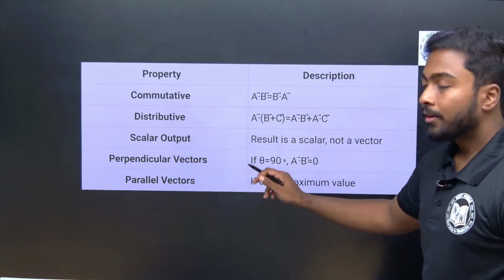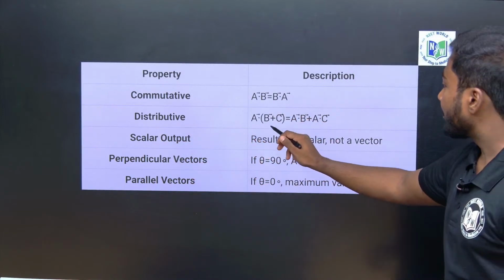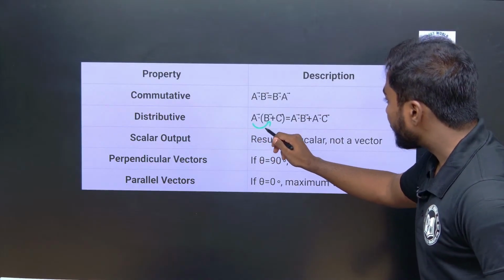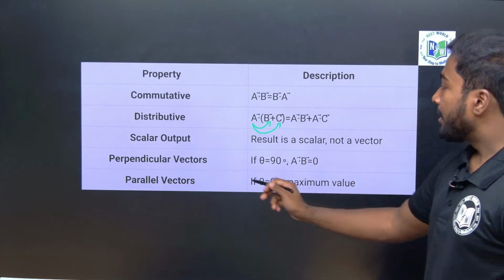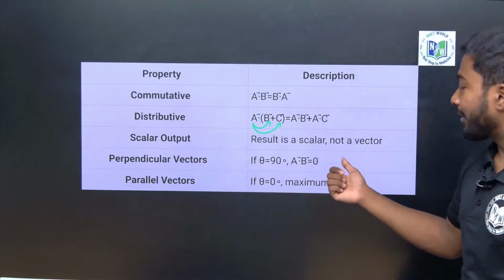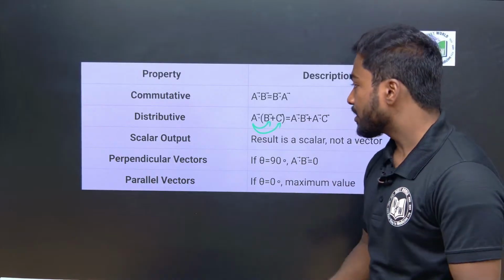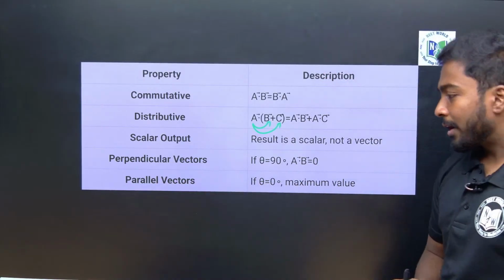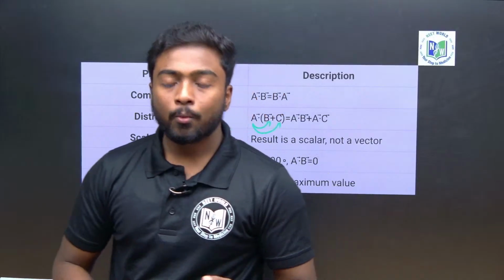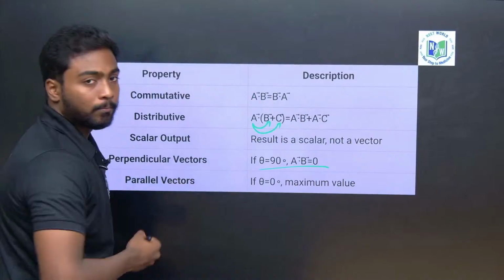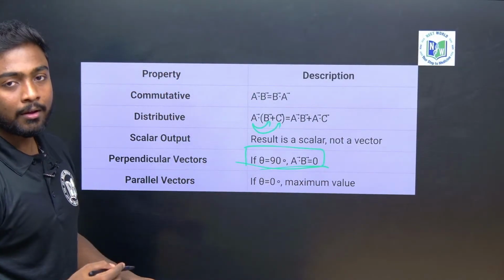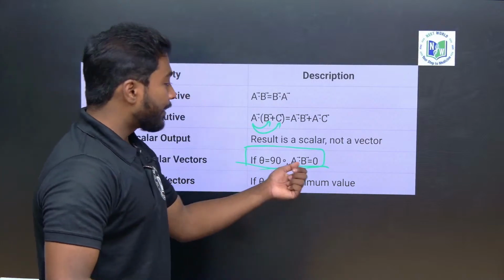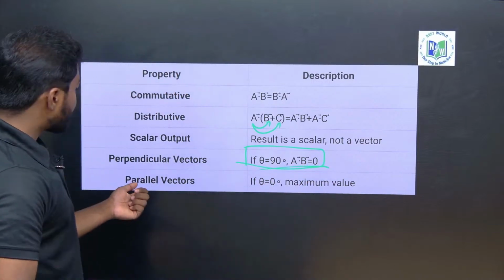Distributive property. So a dot of b plus c, if I take the dot product and multiply with this, is a dot b plus a dot c. Scalar output. The result is a scalar, it is not a vector, that is what we have discussed. Perpendicular vector. When I talk about the perpendicular vector, what is cos 90? Cos 90 is 0, so I will get 0, understood. So for perpendicular vectors, the scalar product or dot product will be 0.